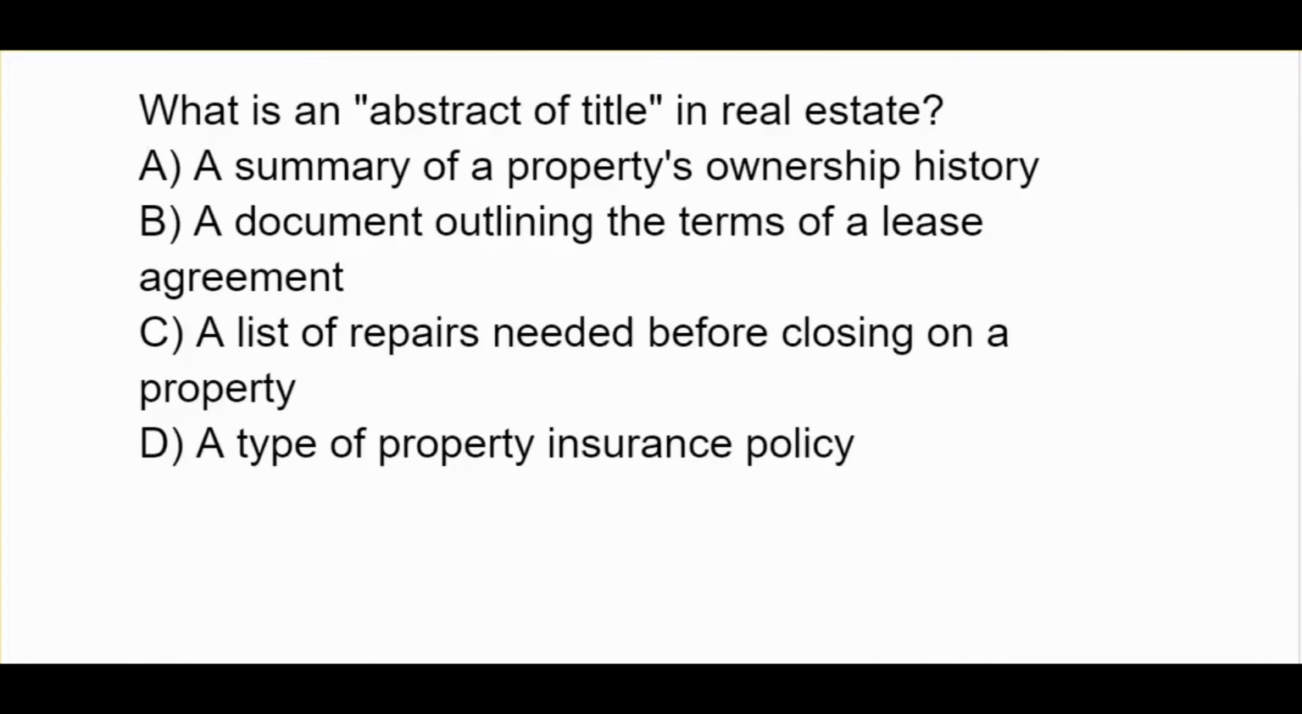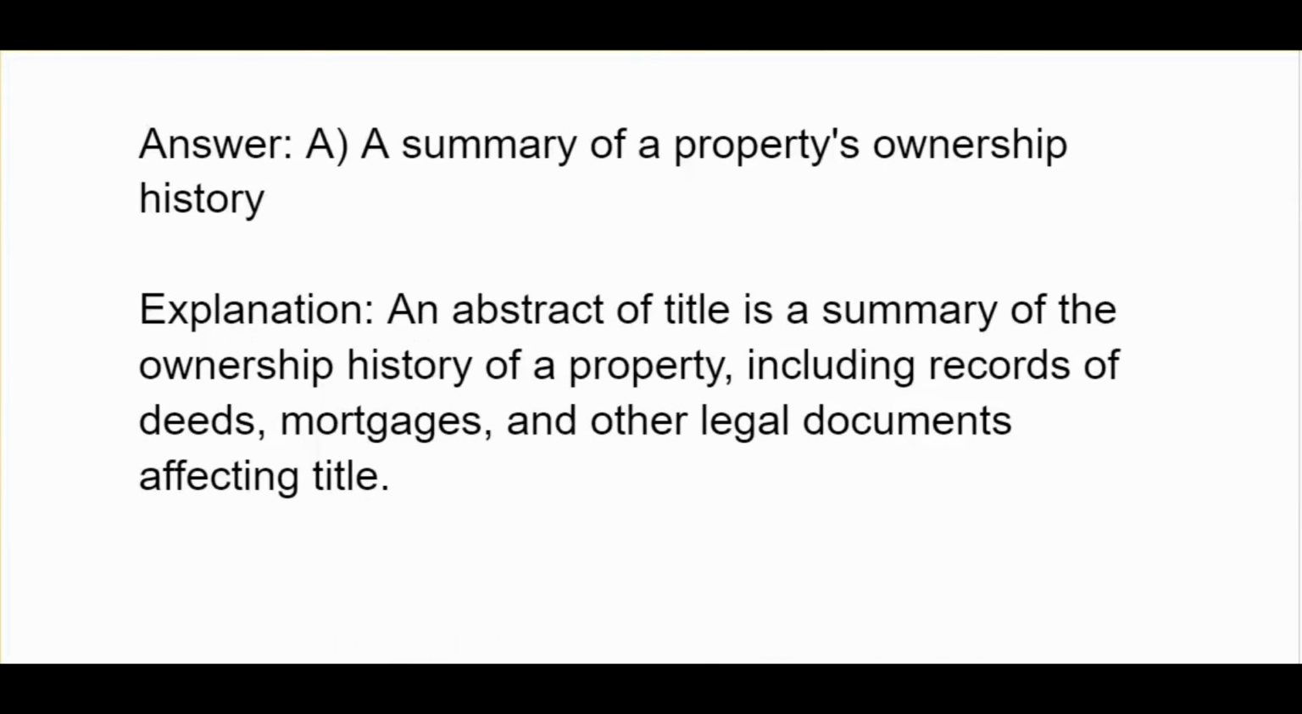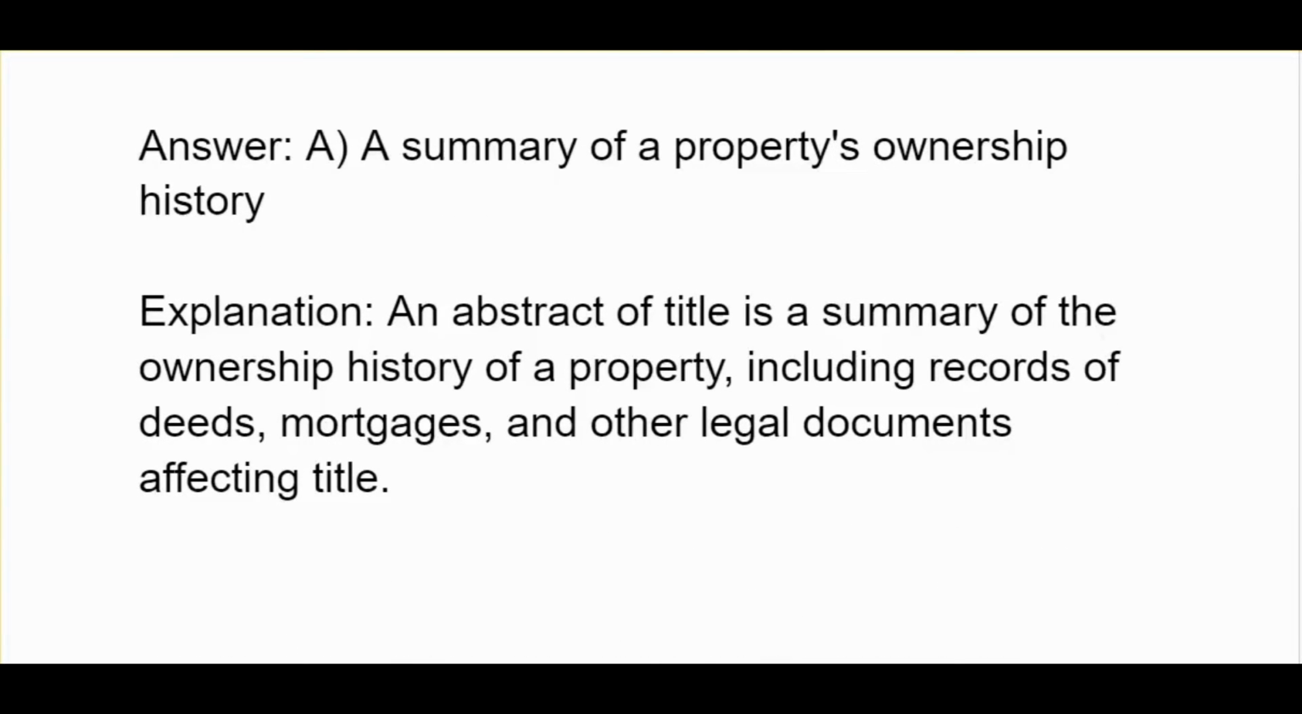What is an abstract of title in real estate? A, a summary of a property's ownership history. B, a document outlining the terms of a lease agreement. C, a list of repairs needed before closing on a property. D, a type of property insurance policy. A, a summary of a property's ownership history. An abstract of title is a summary of the ownership history of a property, including records of deeds, mortgages, and other legal documents affecting title.